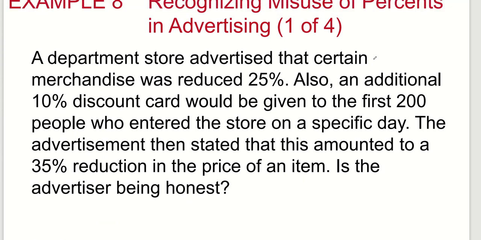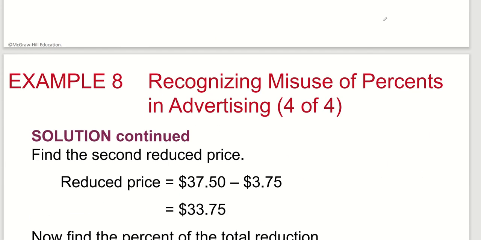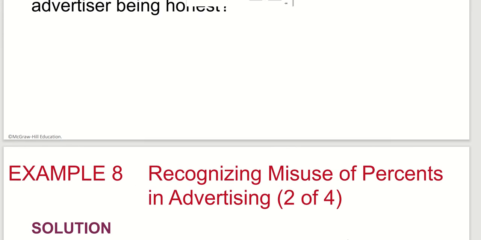Let's take a look at, I believe this is our last example in this section. Actually, no, we got a couple more. That's maybe it.